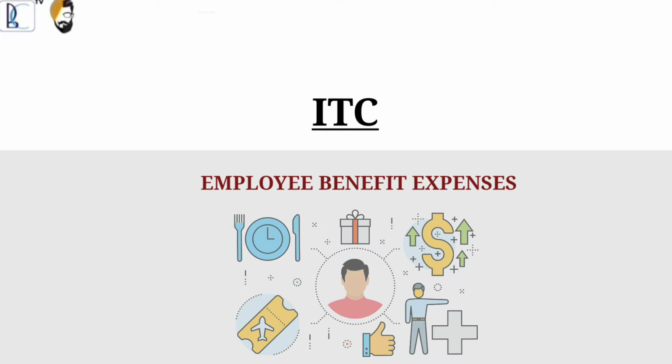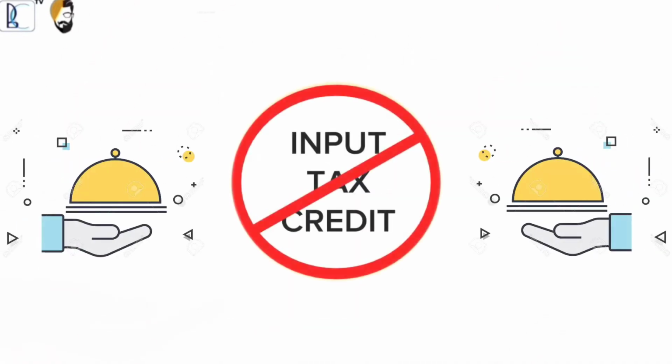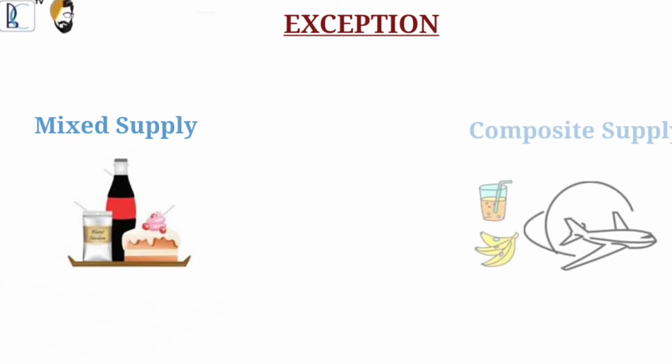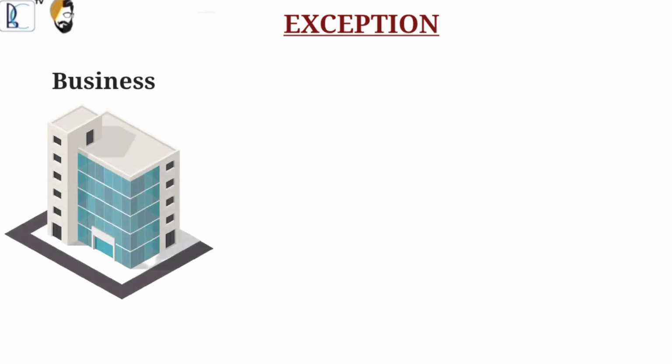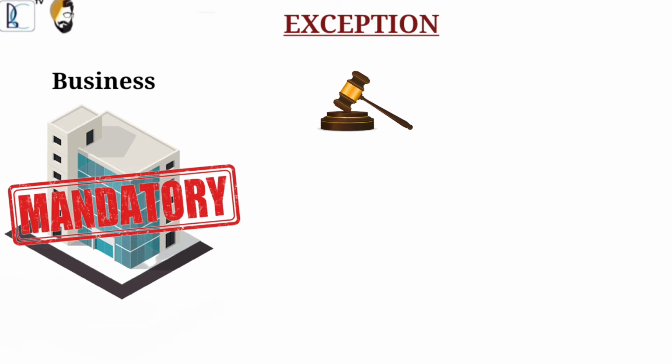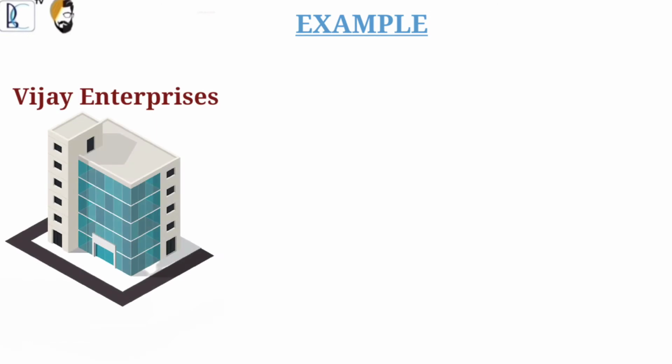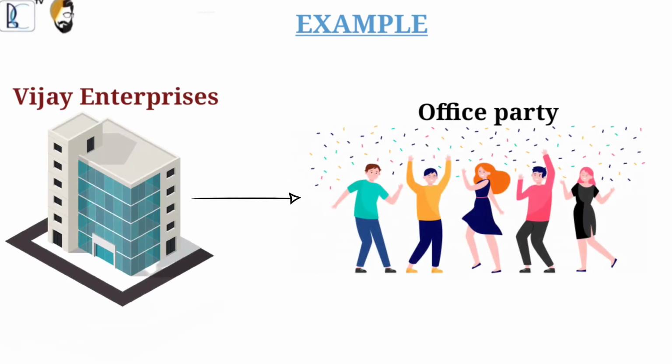Today, we shall be discussing the concept of ITC on employee benefit expenses. ITC is not available on supply of food and beverages. Exception: if the category is same for the inward supply and outward supply, or it is a part of the mixed or composite supply, where it is mandatory for business by any law in force to provide such services to its employees. Example: VJ Enterprises arranges for an office party for its employees.